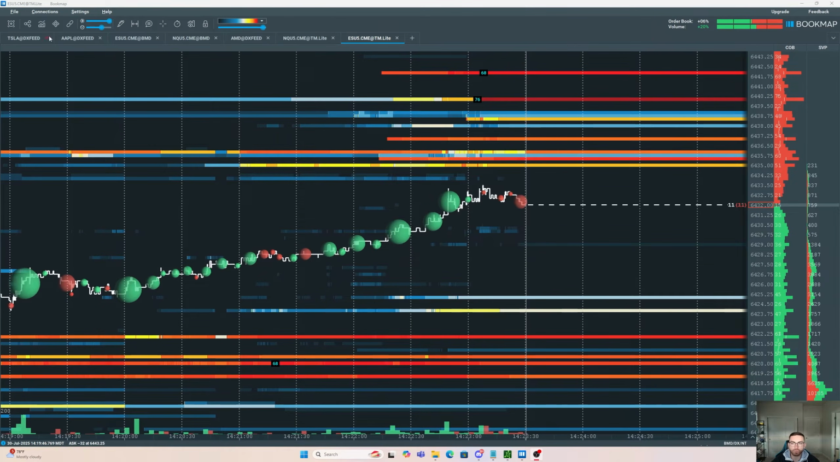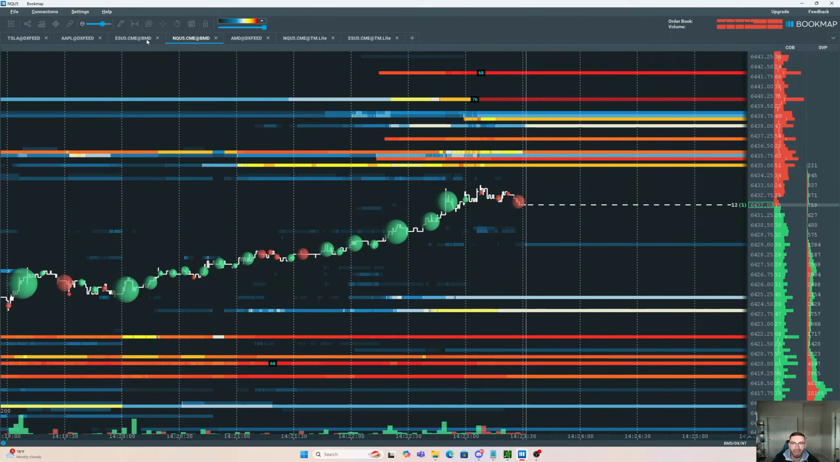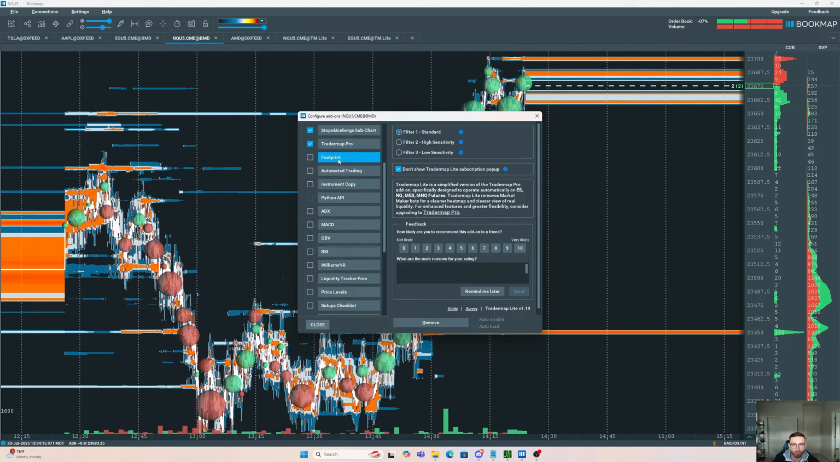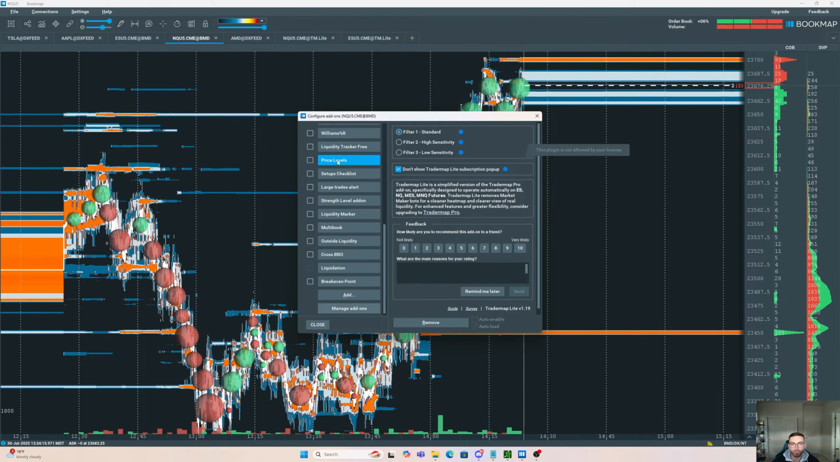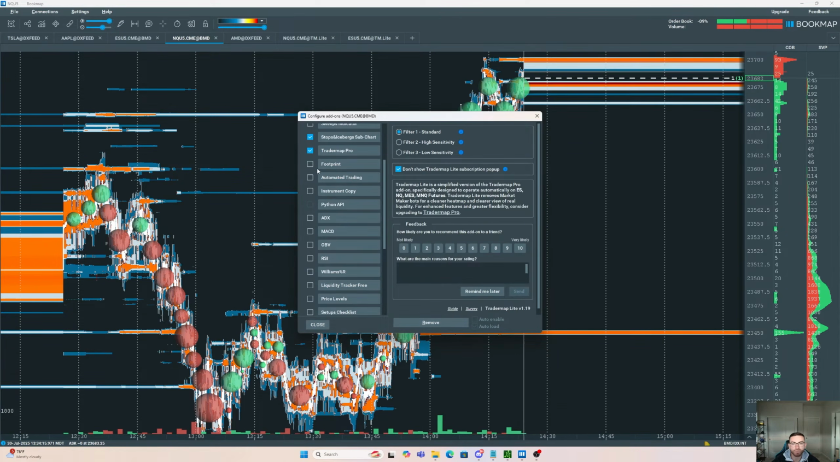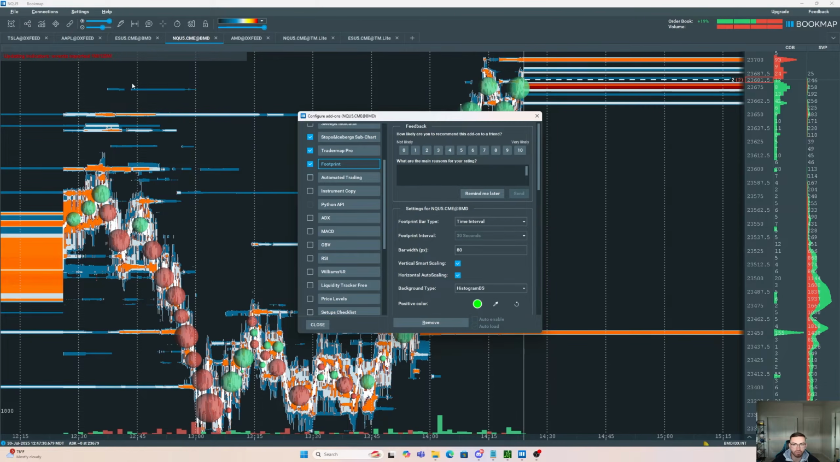All right, so if you are using Bookmap, the way that you are going to add footprint charts onto your chart is by going into configure add-ons and finding footprint. If you don't see footprint here, you just go into manage add-ons and then you install it from there. But once you select your footprint chart, it is then going to load.